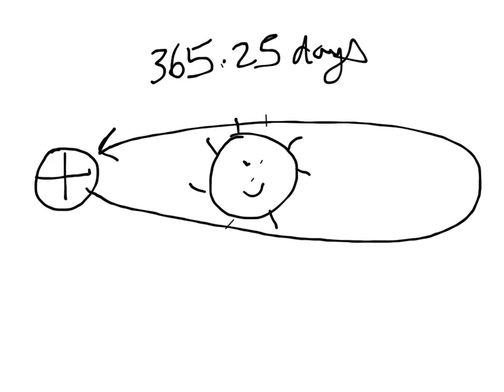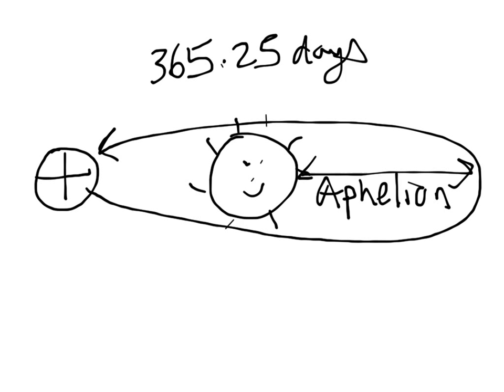When the Earth is furthest away from the sun, we call that aphelion. So aph is far, and helion is the sun. So aphelion is furthest away from the sun. Anybody know what that value is?